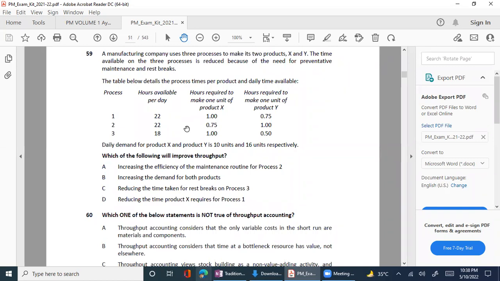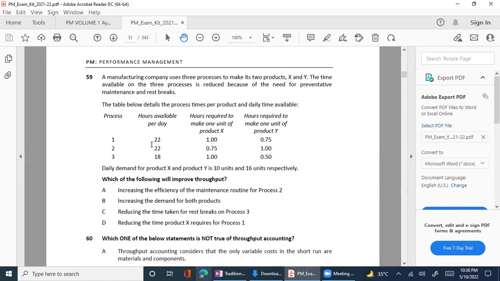Question number 59. A manufacturing company uses 3 processes to make its 2 products, X and Y. The time available on the 3 processes is reduced because of the need for preventive maintenance and rest breaks. These are the 3 processes, 1, 2, and 3. Hours available per day, hours required to make 1 unit of X and 1 unit of Y. Which of the following will improve the throughput? Daily demand for X and Y is 10 units and 16 units respectively.